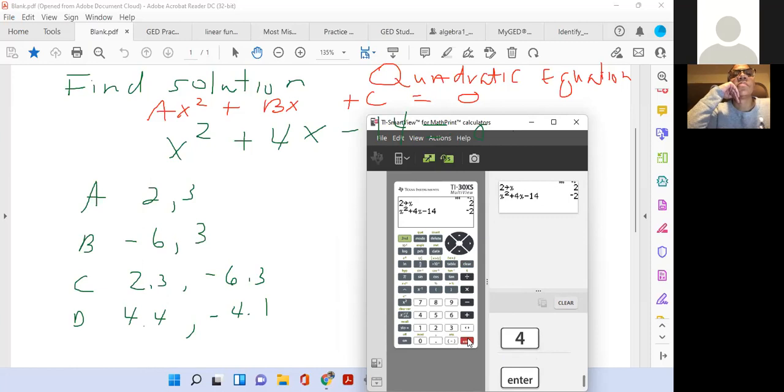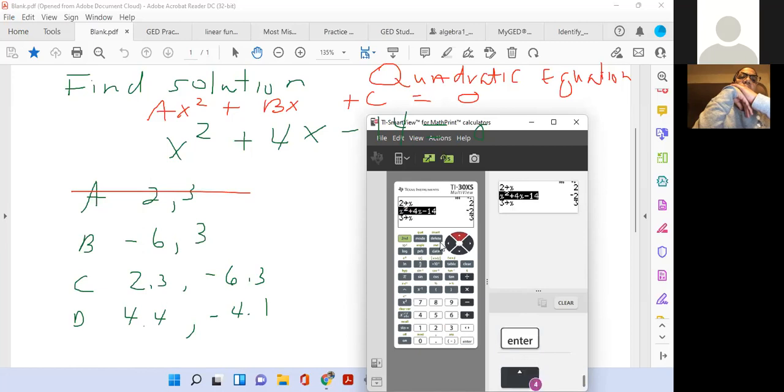Do we get 0? No, we didn't. We get negative 2. So right there, we know it's not A. Okay, so let's go to B. Let's plug in 3. 3 store X. And then I'm going to go back up into my quadratic equation. I don't even have to write it over. Just go back to my quadratic equation and press enter. Is that equal to 0? No.